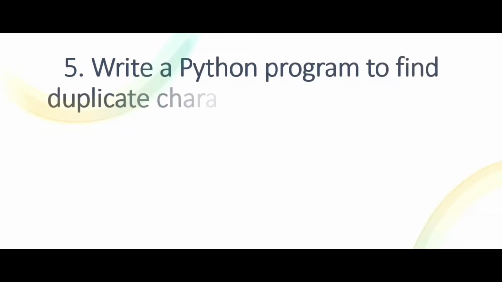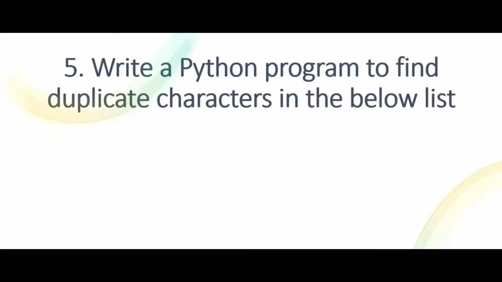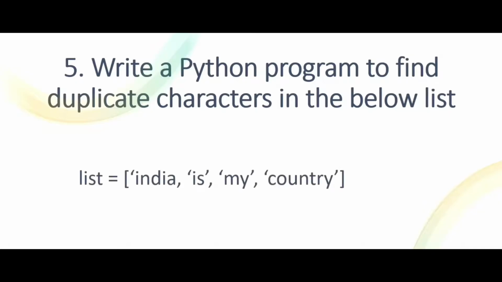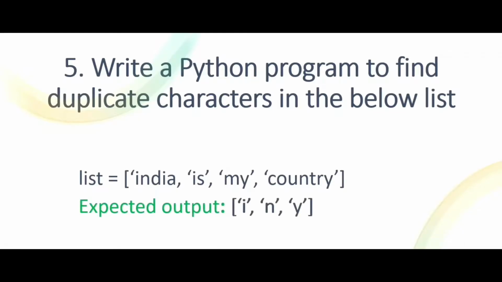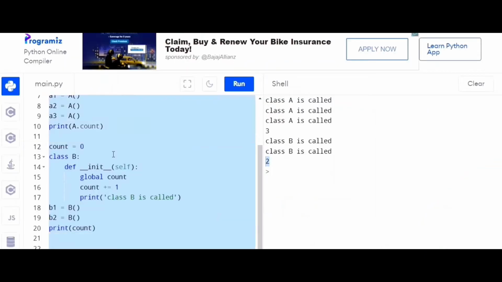Fifth question. Write a Python program to find duplicate characters in the below list. So this is a list. India, is, my, country are the members of the list. We need to print the duplicate characters in the list. And the expected output is I, N and Y, and that also needs to be printed in a list format. Let's define the list.